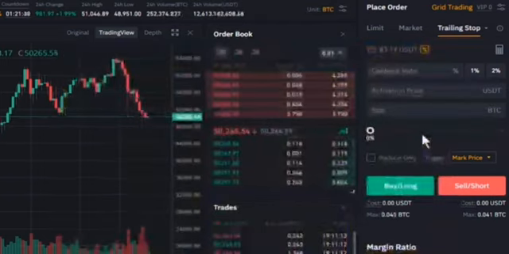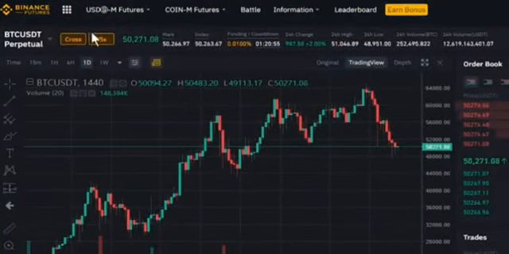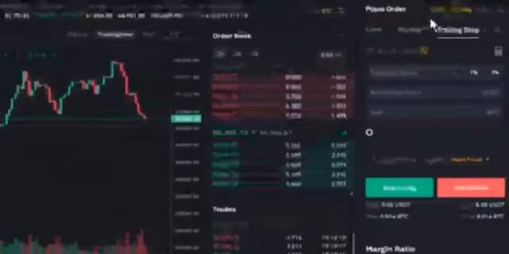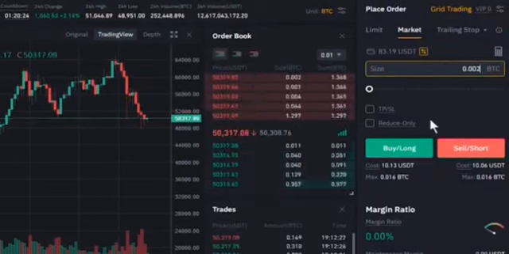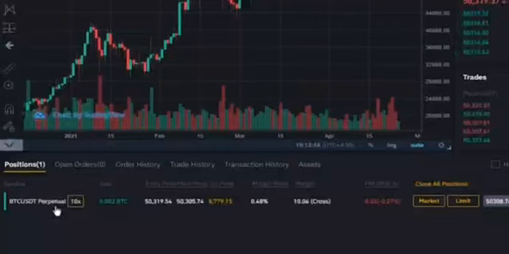Now let's see this in practice with some examples. First, let's open a long position on this contract BTC USDT perpetual and let's set the leverage to 10, for example. We click on confirm and here we go. Let's place a market order with the size 0.002. We click on buy long, order submitted. And here it is, our long position on BTC USDT perpetual contract. Now we want to set a trailing stop order for this long position. Let's select trailing stop order here.